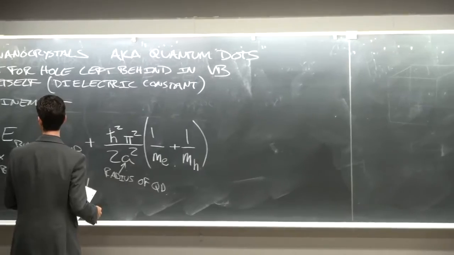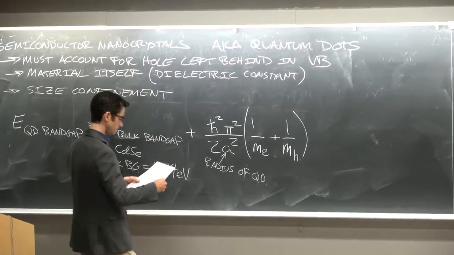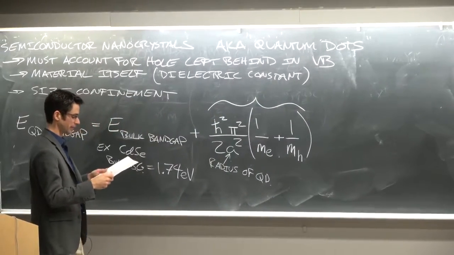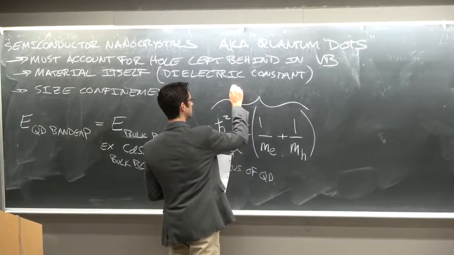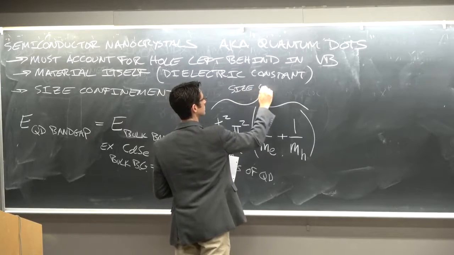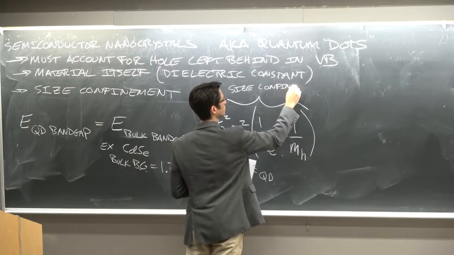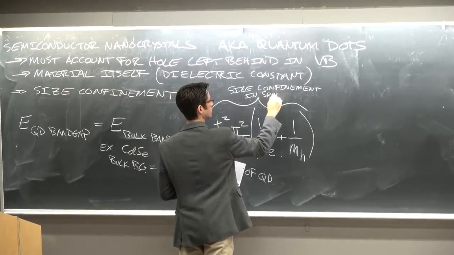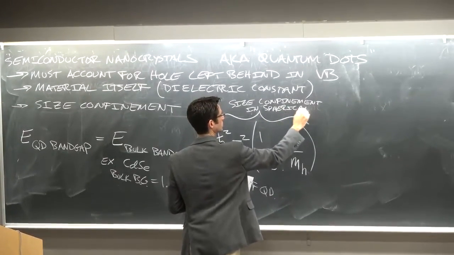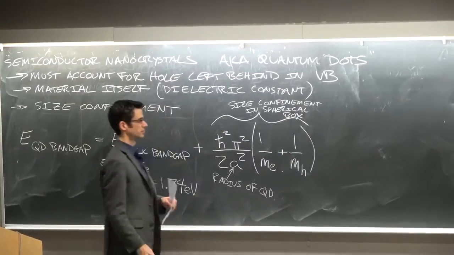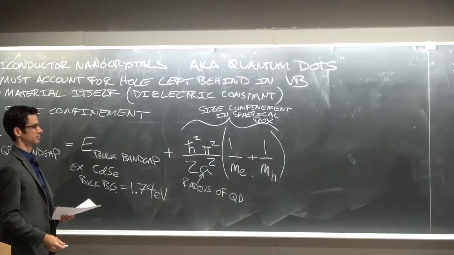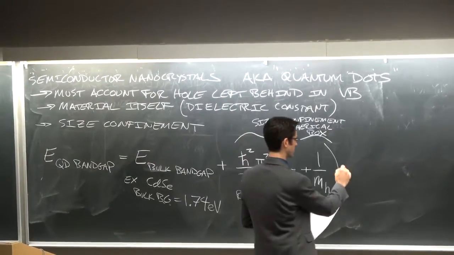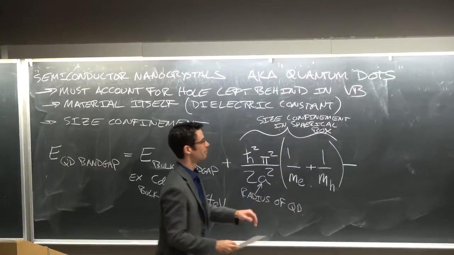Okay, so this is the part of the equation that deals with size confinement in a spherical box. How can you have a spherical box? It's a spherical box. Trust me. Okay, then we have minus the energy.